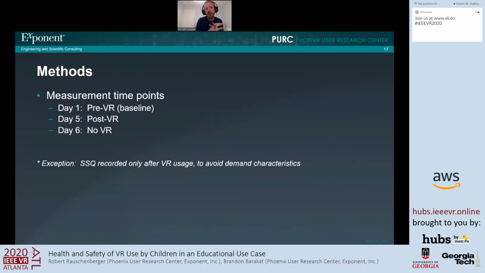All of these measures were recorded at 3 different time points, including before any VR use. So day 1, pre-VR, to get a baseline measurement. And then after the 5 days of VR, there was a post-VR measure. And then we had the participants come back for a 6th day, so like a 24-hour follow-up where there was no VR on that day.